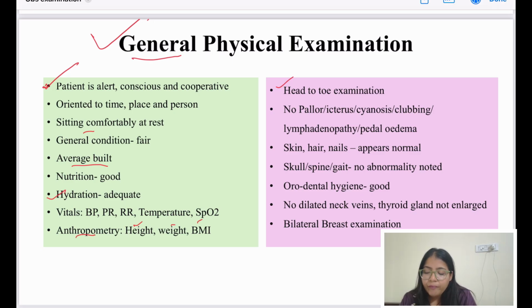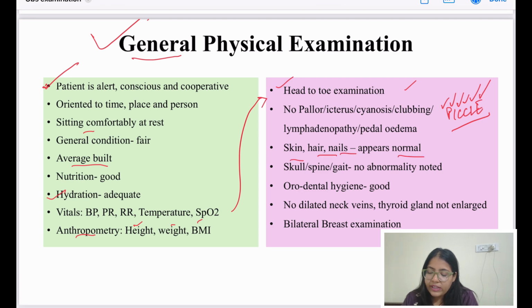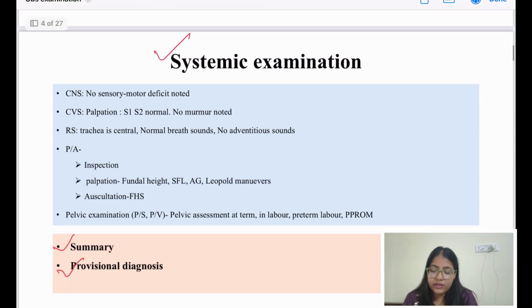Then you proceed to head to toe examination, which includes pallor, icterus, cyanosis, clubbing, lymphadenopathy and edema, the short form is PICCLE. Then you look at hair, skin, nails, whether normal or not, spine, skull, gait, if any abnormality is noted, and orodental hygiene. Then you look at the neck veins, whether dilated or any abnormality, and whether the thyroid gland appears enlarged or not. Breast examination is very important in obs patients, so you do breast examination also.